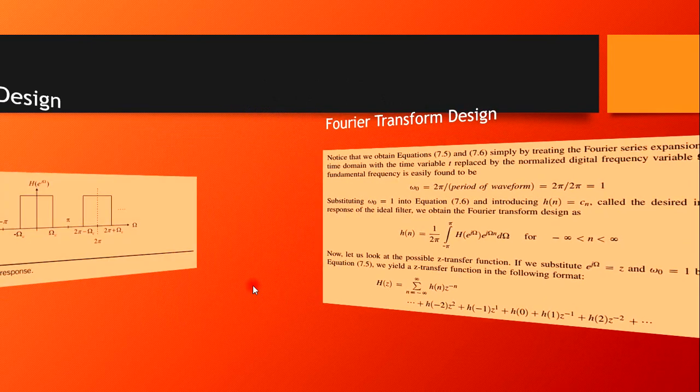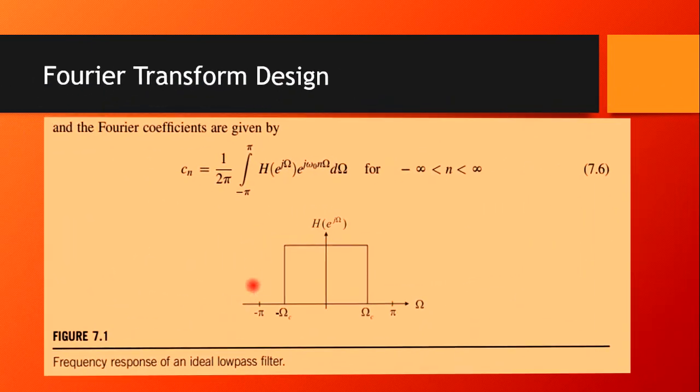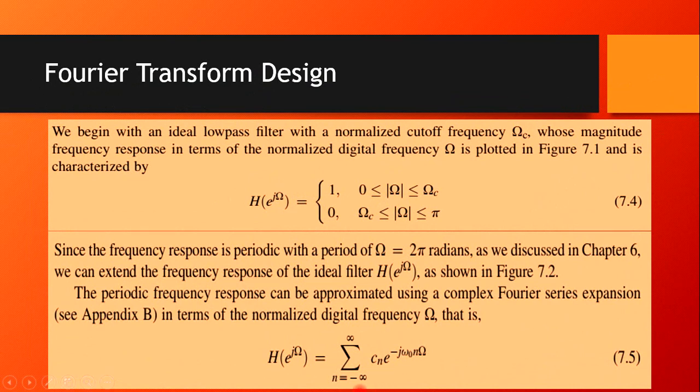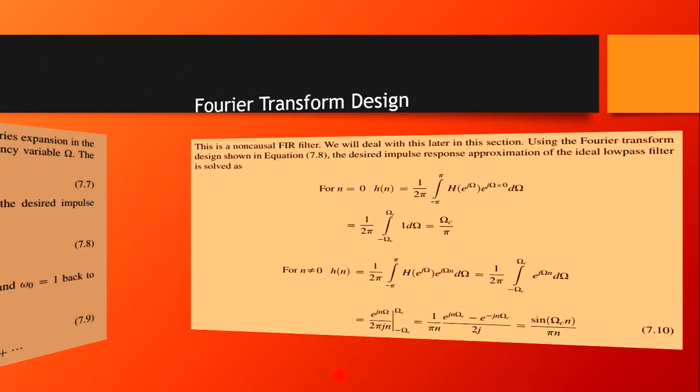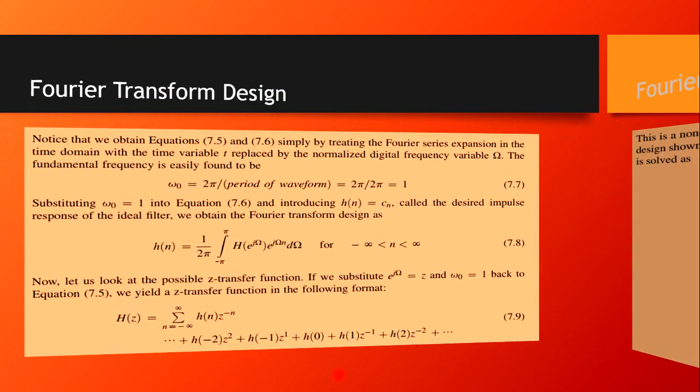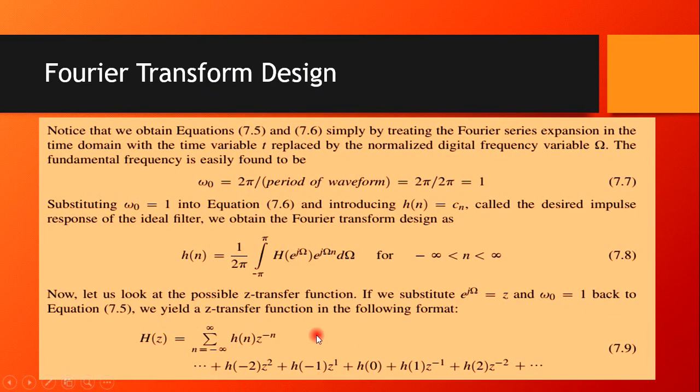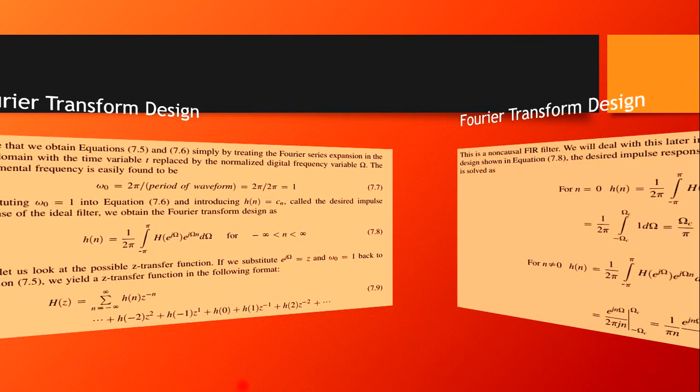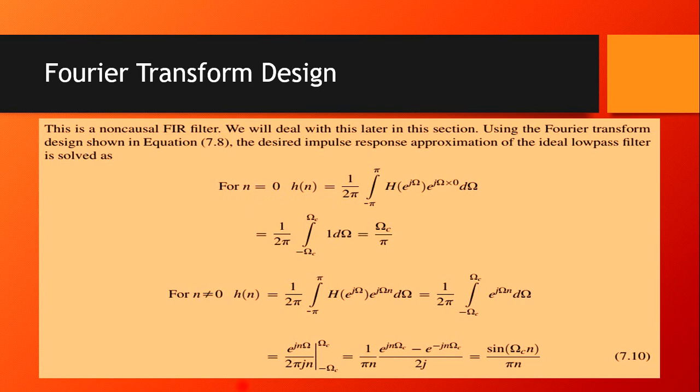If we take the z transform of equation 7.5 and substitute back omega naught is equal to 1, we will get the following formula. Just as we take the z transform of this and substitute only omega naught is equal to 1, it will be like the previous one, this one. In this you can see that there are positive powers of z, which means that the filter is non-causal. It depends upon the advanced and past values of the input.